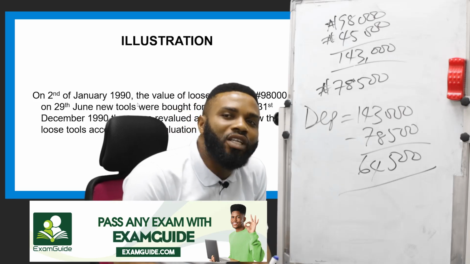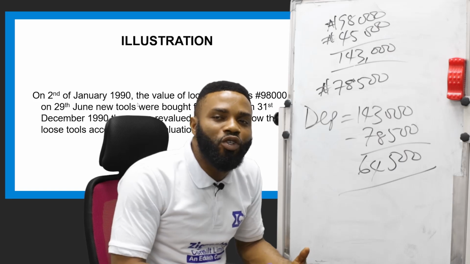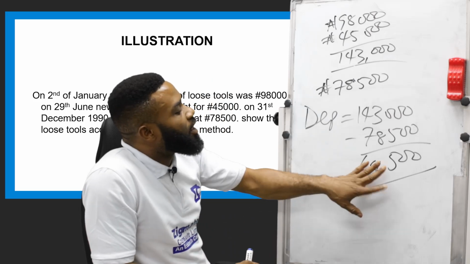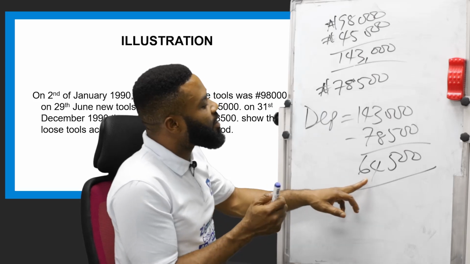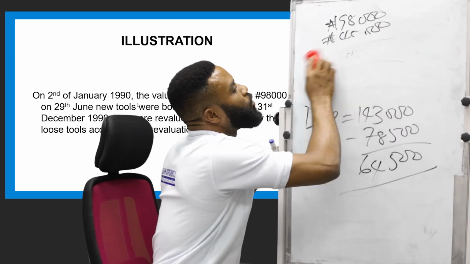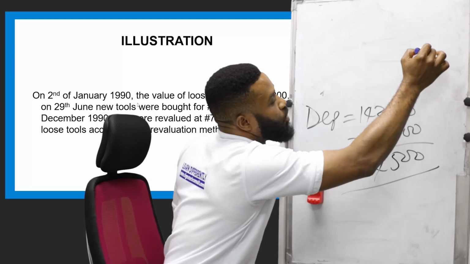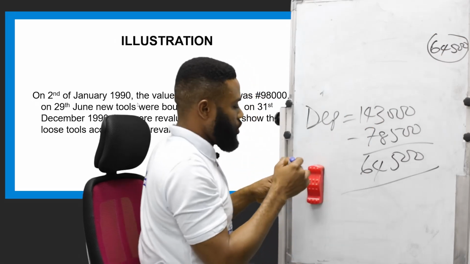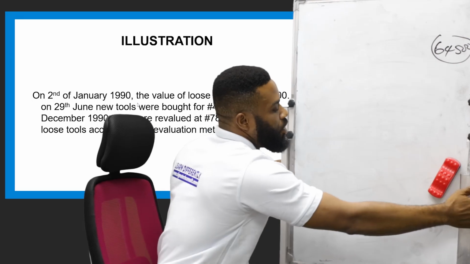But look at the question. They said you should show the loose tools account using the revaluation method. That's what they asked you to prepare. They didn't say you should point out the depreciation. They only say you should prepare the account. So having arrived at 64,500 as the depreciation, let's quickly write this somewhere so we will not forget. 64,500. That's our depreciation.